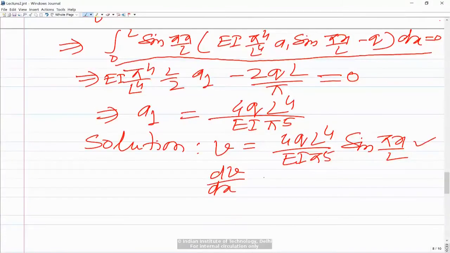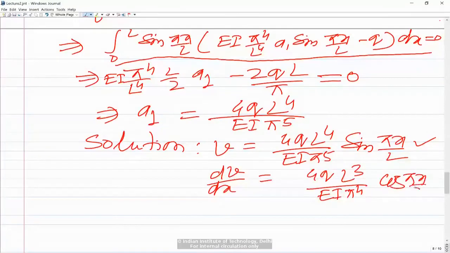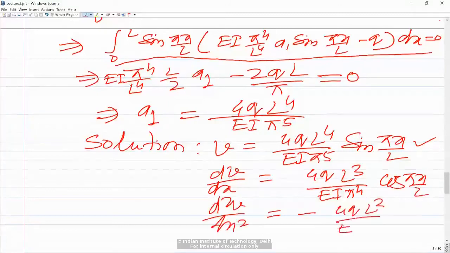Now, of course, you have got V, then you can calculate its slope. So you will get dV by dx. dV by dx will be 4qL cube upon EI pi power 4 into cos of pi x by L. And now the second derivative you want to get, d2V by dx square, will be equal to minus 4qL square upon EI pi cube into sine of pi x by L.